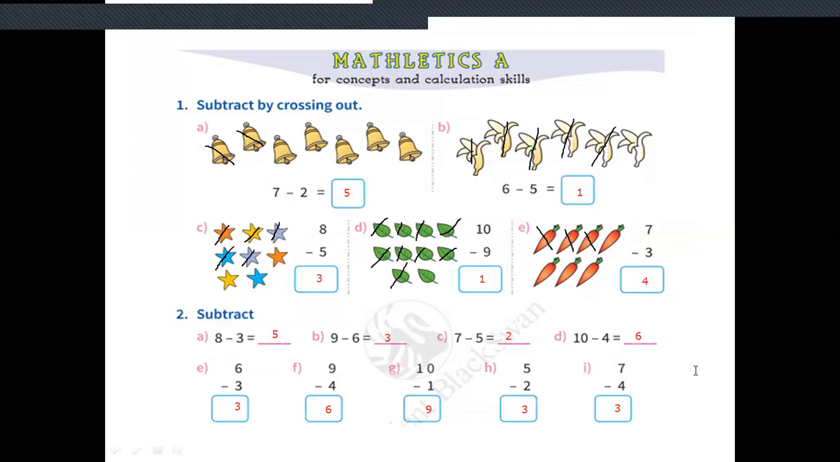As I have told in my previous video, you have to know the backward counting. That is 10, 9, 8, 7, 6, 5, 4, 3, 2, 1, 0. If you know the subtraction, using mind and finger is very easy. Okay.